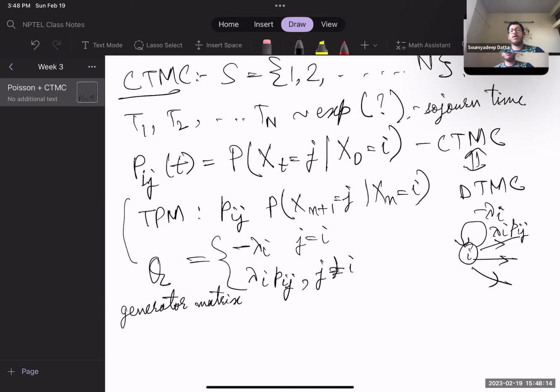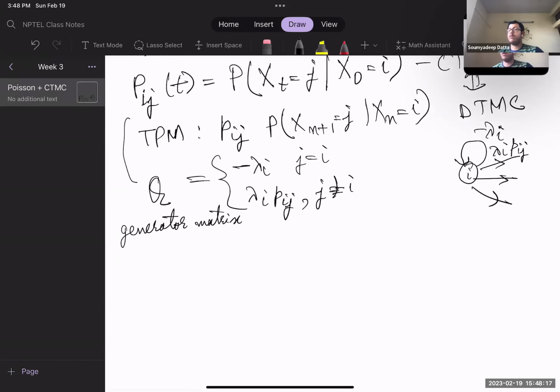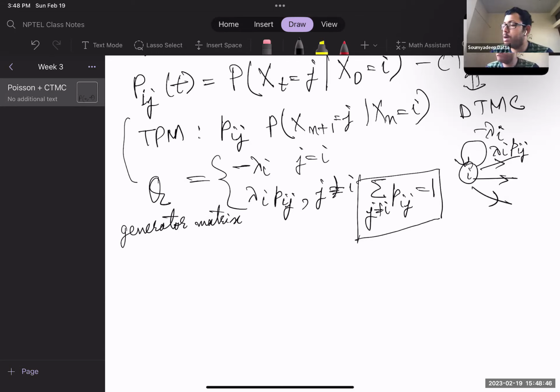And so if you are given any random matrix, the property here is usually that the summation of Pij, j not equal to i, is equal to 1, because this is a continuous time Markov chain. And so we usually don't keep absorbing states in a continuous time Markov chain. You will always be moving. And so you will have this property that the summation of Pij, j not equal to i, is equal to 1.